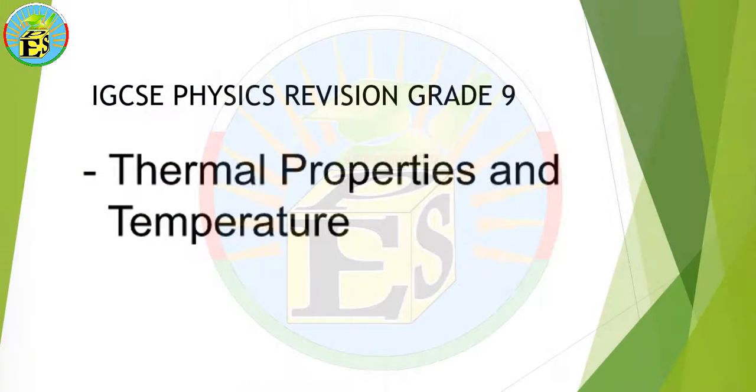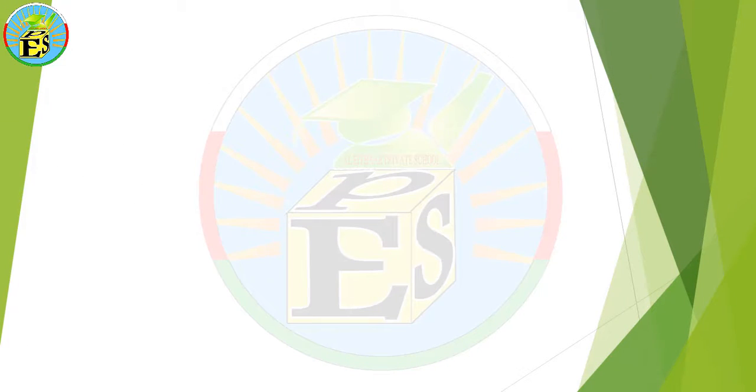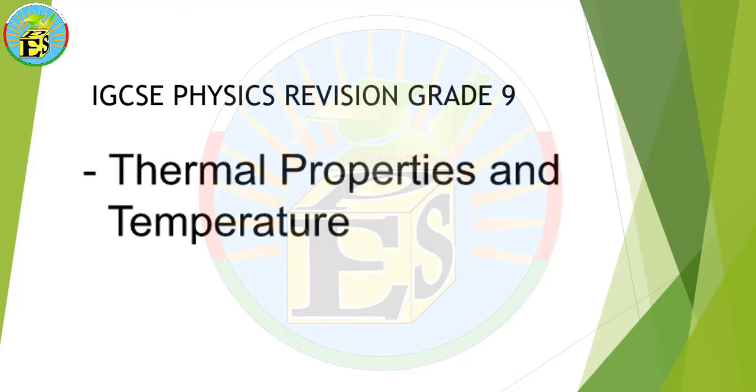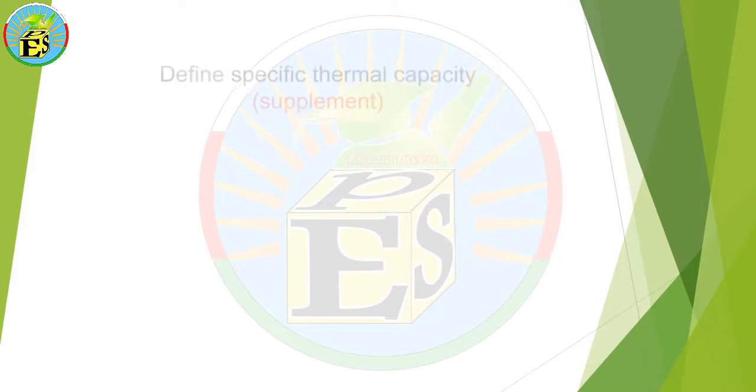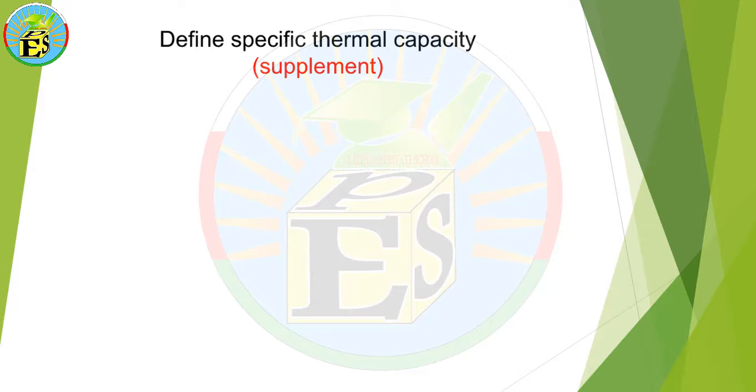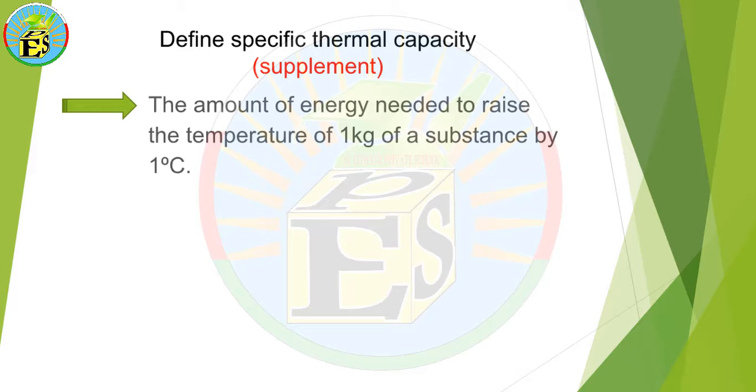Our students will come back with the next part of revision, speaking about thermal properties and temperatures for grade 9. First question: define specific thermal capacity. The amount of energy needed to raise the temperature of 1 kilogram of a substance by 1 Celsius. And we said before, specific thermal capacity is a physical property of the matter.